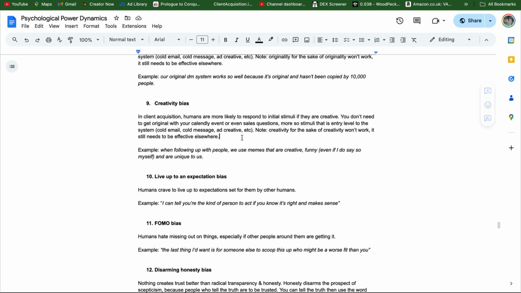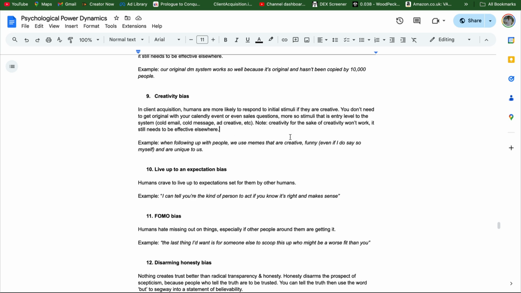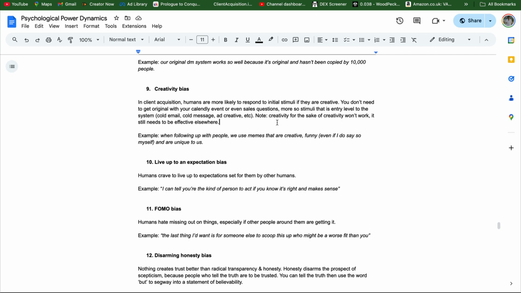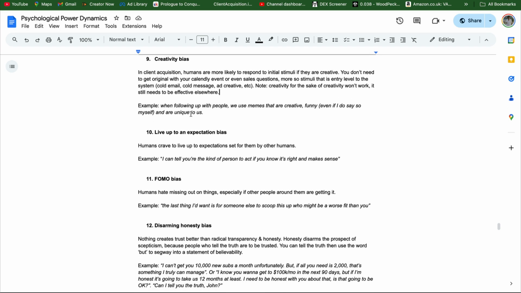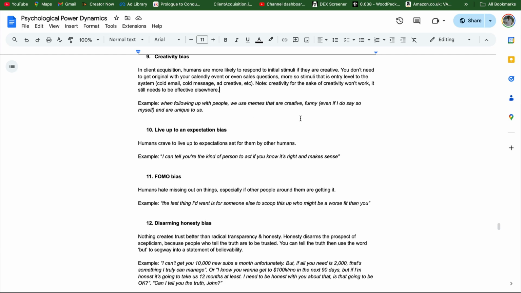9. Creativity bias. In client acquisition, humans are more likely to respond to initial stimuli if they are creative. You don't need to get original with your calendar event or even sales questions. More so, stimuli that is entry level to the system: cold email, cold messages, ad creatives. Note, creativity for the sake of creativity won't work and still needs to be effective elsewhere. Example, when following up with people, we use memes that are creative, funny, even if I do say so myself, and are unique to us.